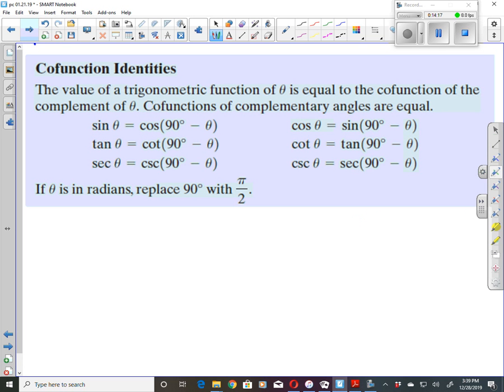Cofunction identities. So 6 more identities that you need to know. These identities are fairly simple in that they require you to understand a little bit about a right triangle. So let's go back and review. If I have a right triangle, and I know this is a right angle, then I know that angle A and angle B, A plus B, equals 90 degrees. So A and B we know are complementary to each other, right?